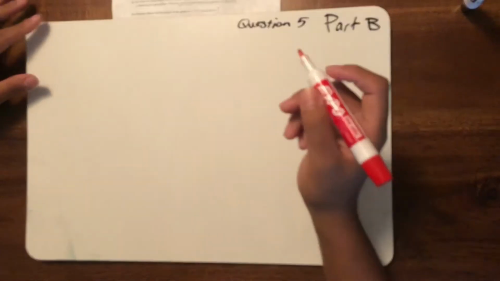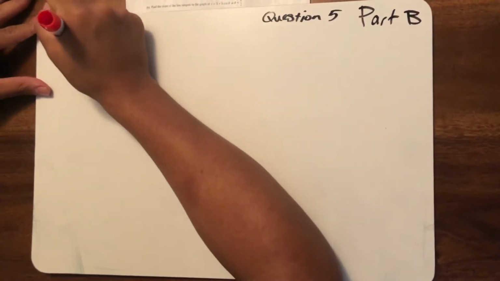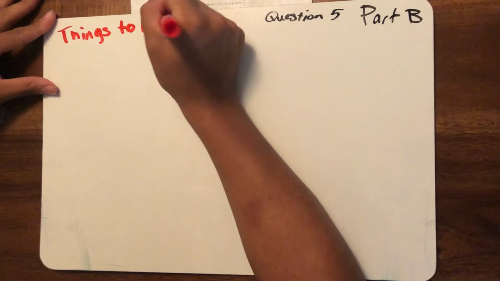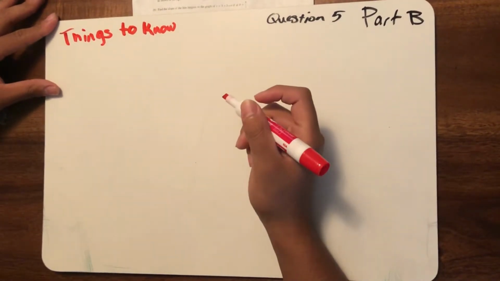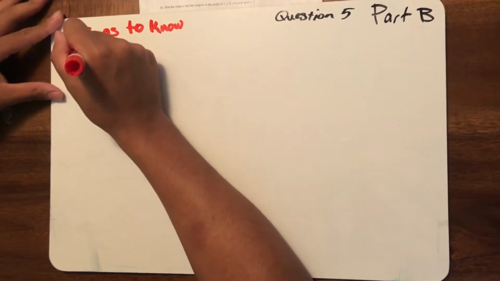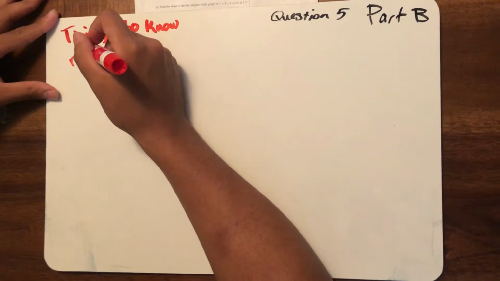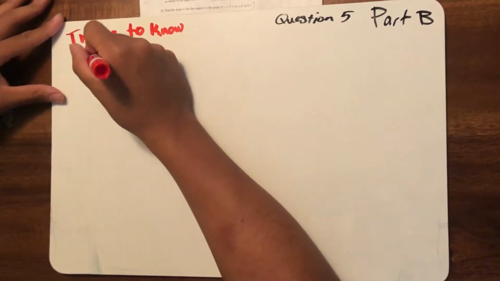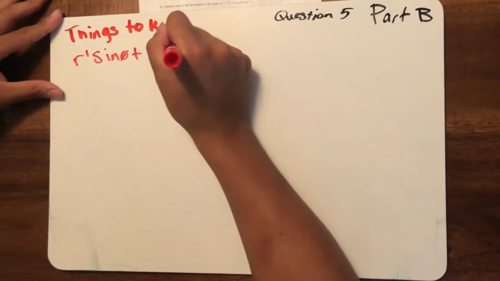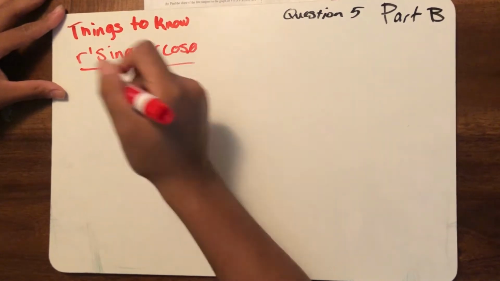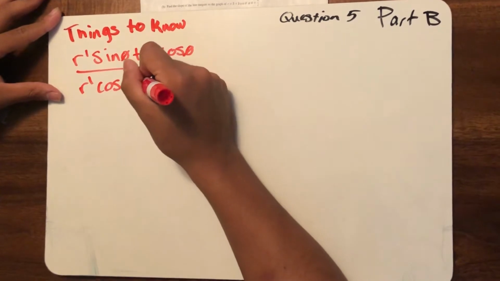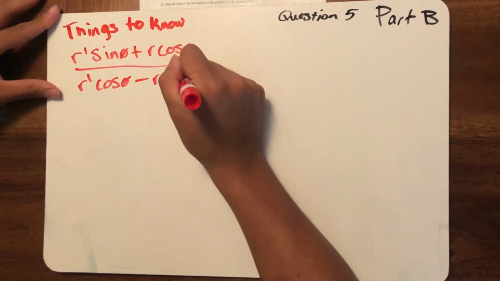First off, there are some things that you're going to have to know. You're going to have to know the slope of the polar curve formula, which is r prime sine theta plus r cosine theta, over r prime cosine theta minus r sine theta.